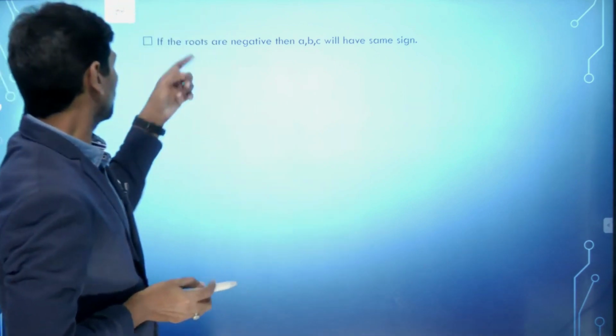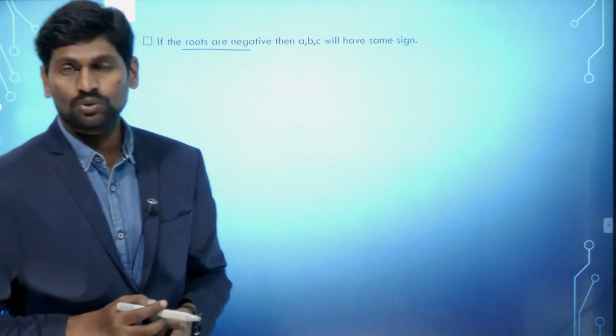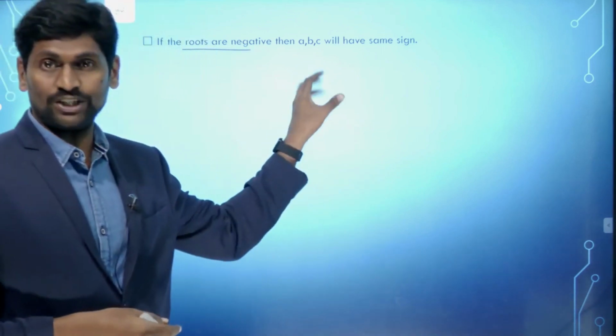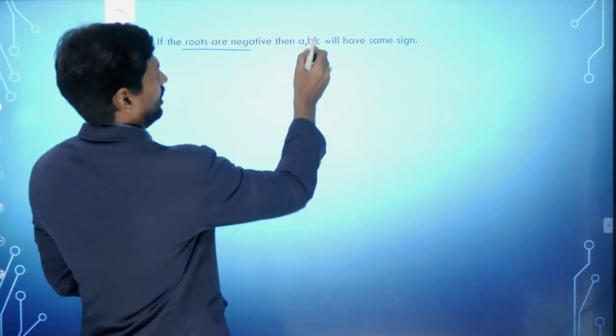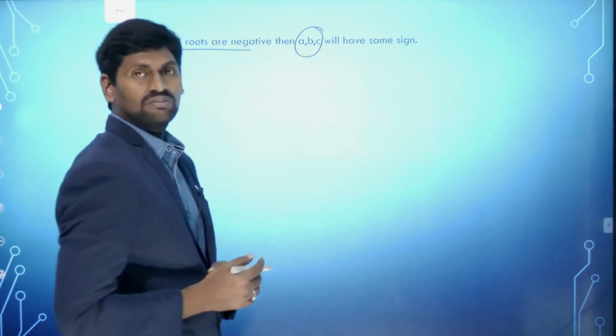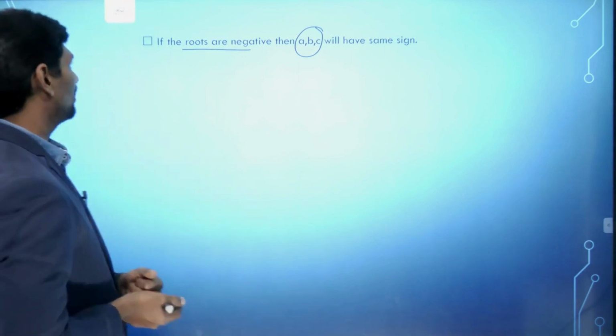Next, if the roots of a quadratic equation are negative, then a, b and c all have the same sign, which we have discussed already with an example. Okay? Right.